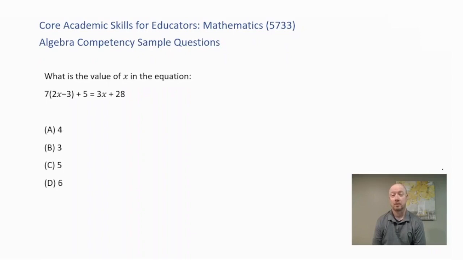What is the value of x in the equation 7 times the quantity 2x minus 3, plus 5 equals 3x plus 28? Is it A, 4, B, 3, C, 5, or D, 6?